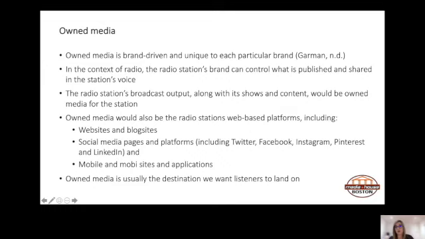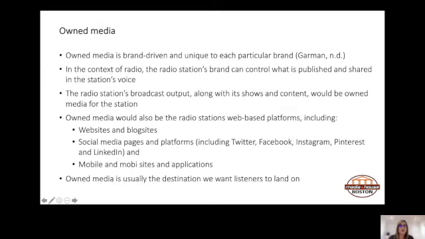Owned media also encompasses all of a brand's web-based platforms. So all of the radio station's web-based platforms would also form part of owned media. In this case, it'll be things like your station website, if you have a blog, your station's blogs, your station's social media pages and their platforms. So Twitter, Facebook, Instagram, Pinterest, LinkedIn, TikTok, etc. Okay, and then if your radio station has a mobile app, it'll own that and any Mobi sites.